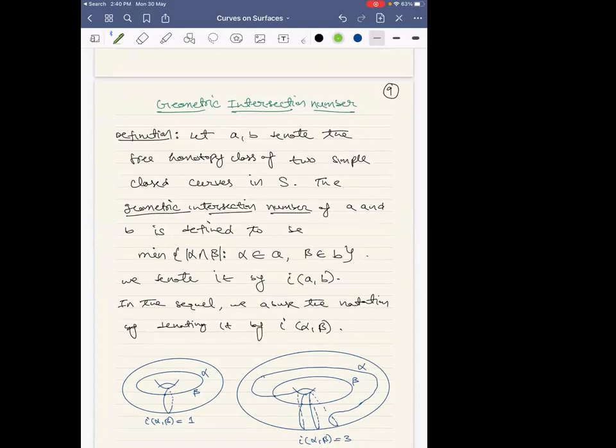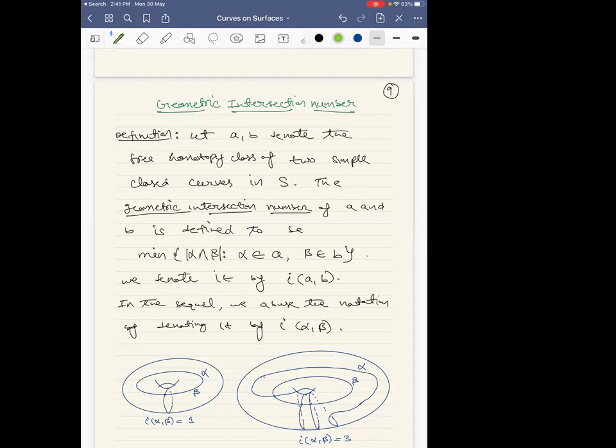So the next thing we study about simple closed curves is the notion of geometric intersection number, and this is a notion associated with the homotopy class of simple closed curves. So here is the definition. Let A and B denote the free homotopy classes of two simple closed curves in S. Then one defines the geometric intersection number of A and B to be this minimum.